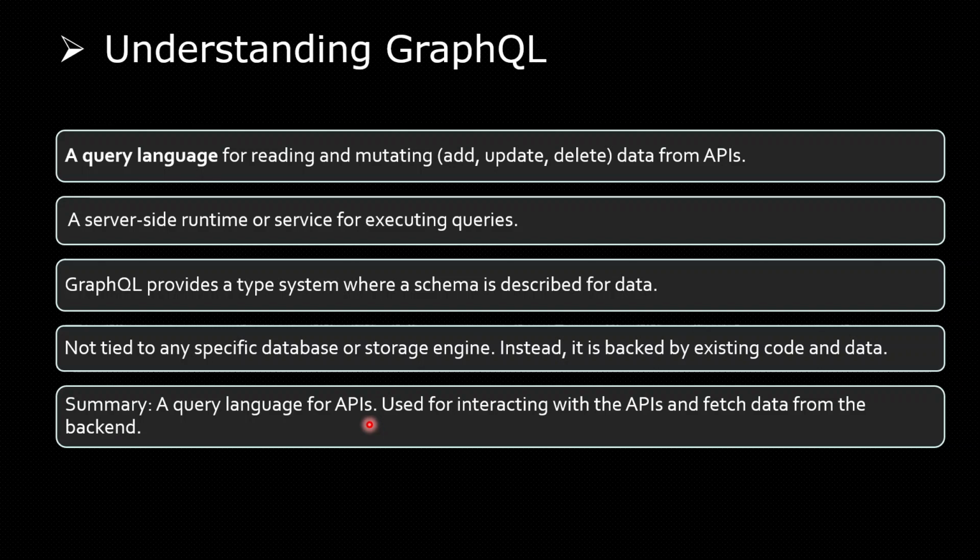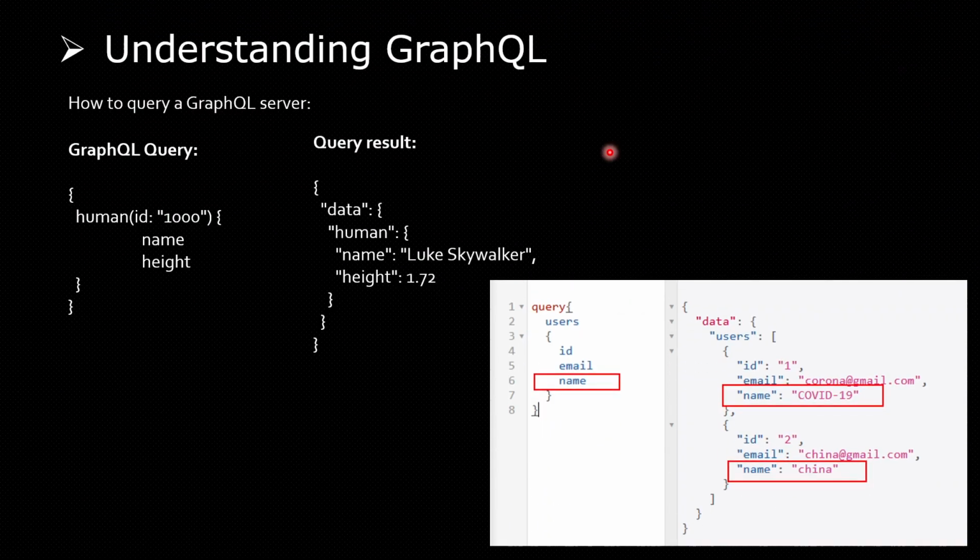GraphQL is also a query language, but this is for the APIs, and then the API interacts with the database. So GraphQL is used for interacting with the API, and the main purpose why we use GraphQL is to retrieve the data from the database via API and then perform insertion, updating, or deletion of the data via API to the actual backend.